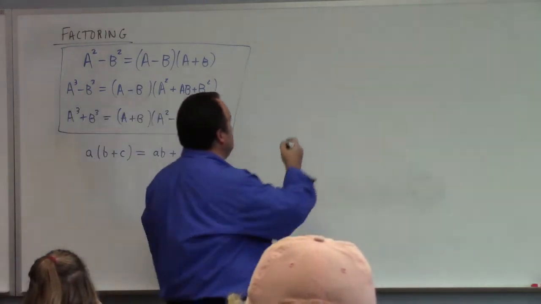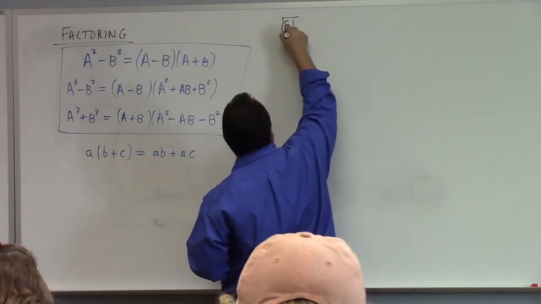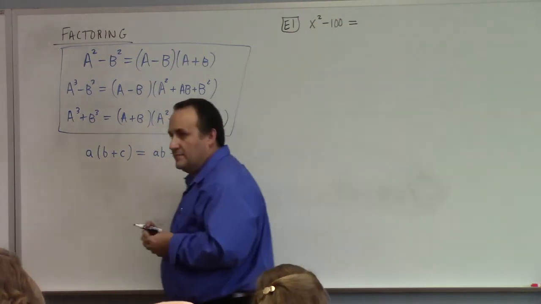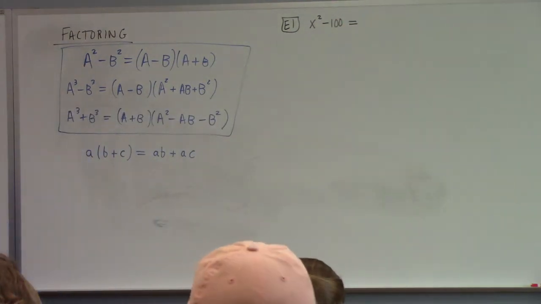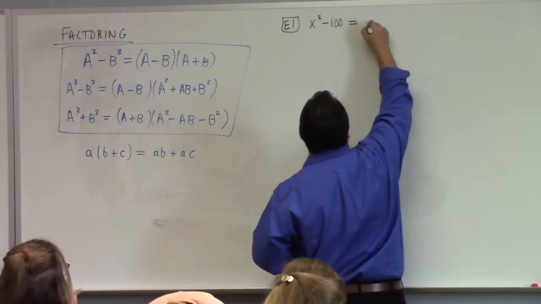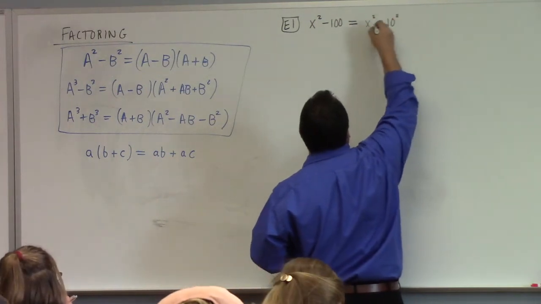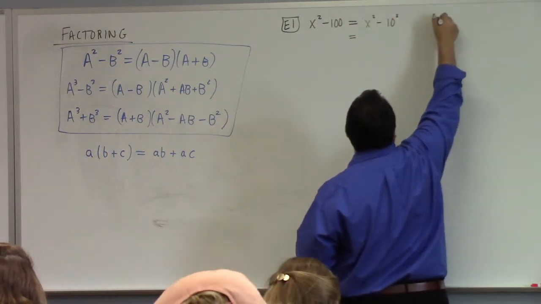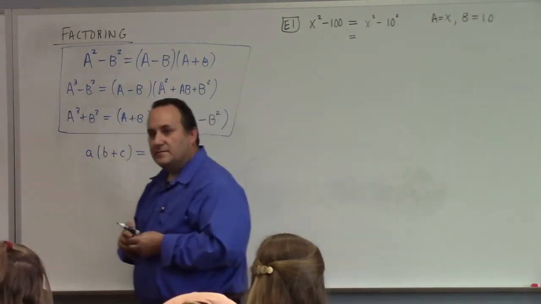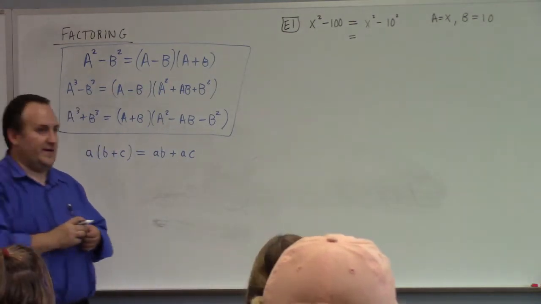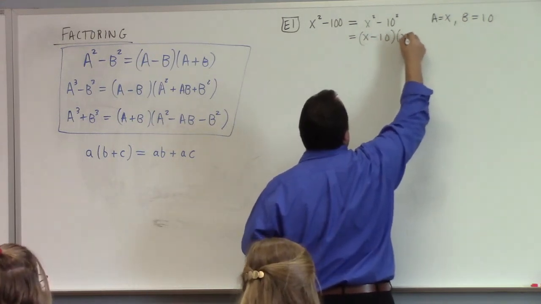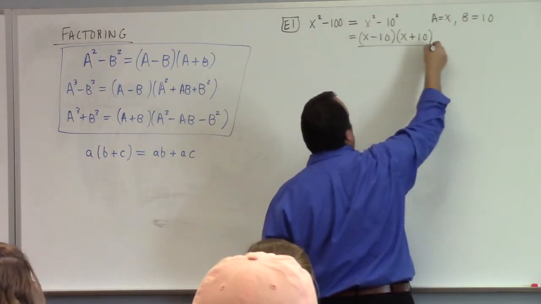Example 1. Let's factor x squared minus 100. How would we factor this? How about this? Let's look at this as x squared minus 10 squared, right? So I can think of a as being x, and I can think of b as being 10 in this difference of squares formula, right? That's the pattern, and so the factoring is x minus 10 times x plus 10. There you go, factored.